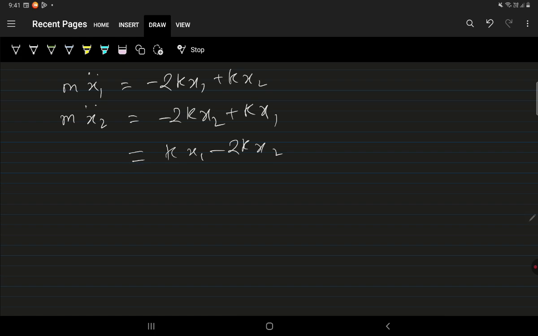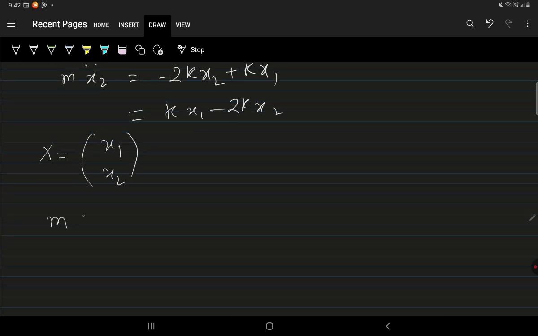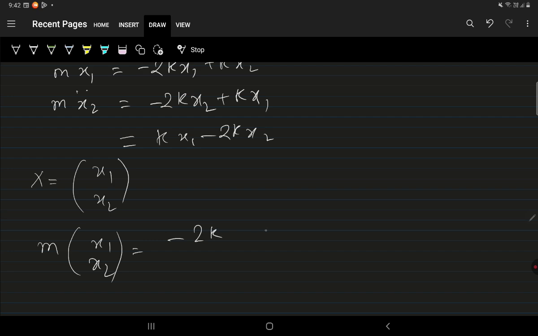Now we have to involve concepts of matrices to deal with this situation. Let us assume a matrix x equals x1, x2. So I'll write m times the column x1 double dot, x2 double dot equals the matrix minus 2k, k, k, minus 2k into x1, x2. Well, it will be x1 double dot on the left hand side.